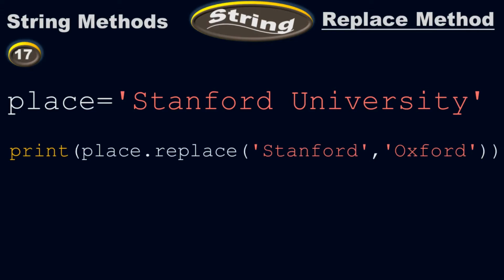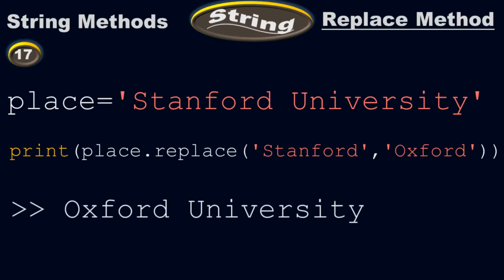print(place.replace("Stanford", "Oxford")). In the output I will get Oxford University. We have a variable with the place name. Its name is place. It equals to Stanford University. Make sure you don't forget the quotes. It can be double quotes or single quotes.